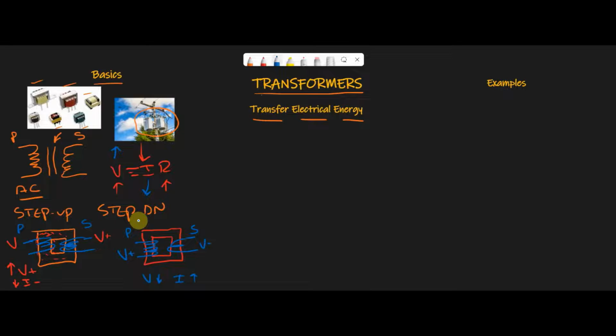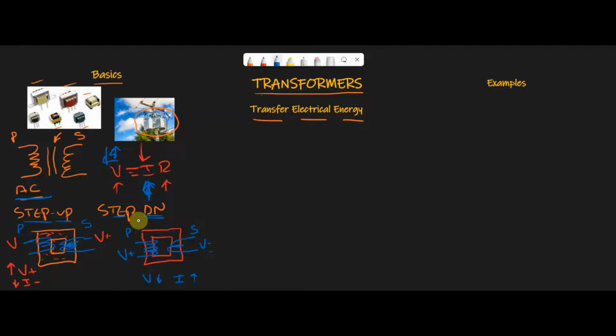Oops, I did that wrong. When this decreases, that has to increase. I did that opposite, did the same as a step up. All right, so there's our step up and there's our step down. And we have to distinguish between the two. So we're either going to take voltage and increase it, and again, we're talking about AC voltage, or we're going to take an AC voltage and we're going to decrease it. We'll decrease it when we step down and increase it when we step up.